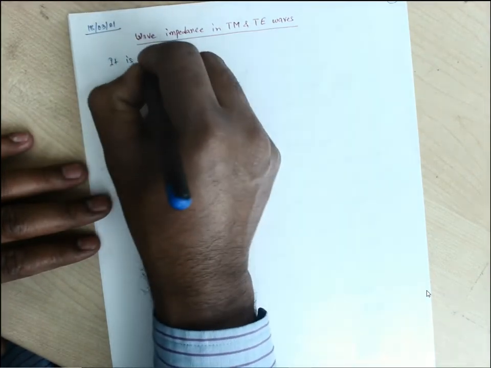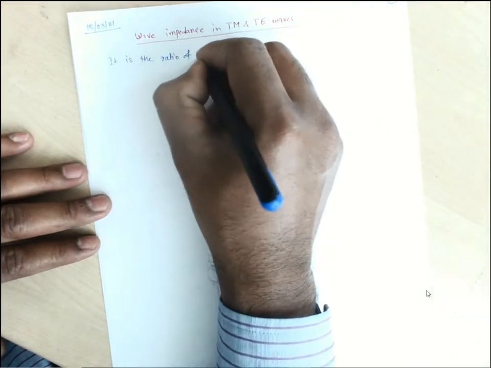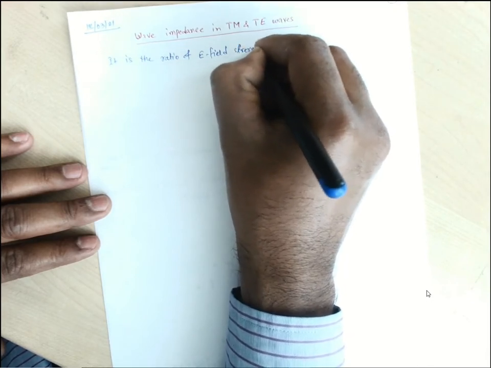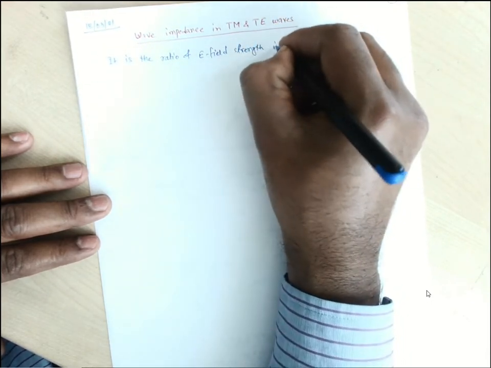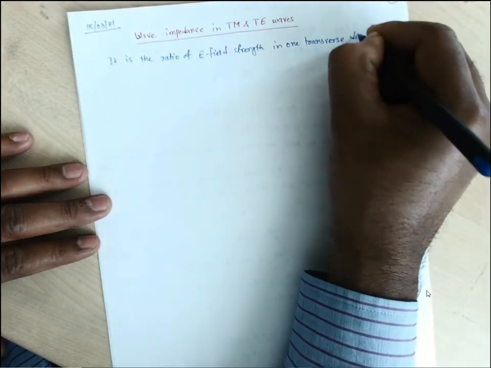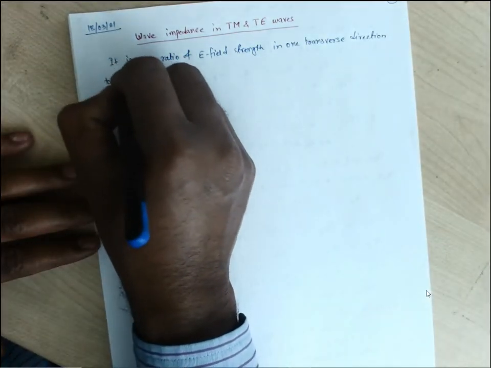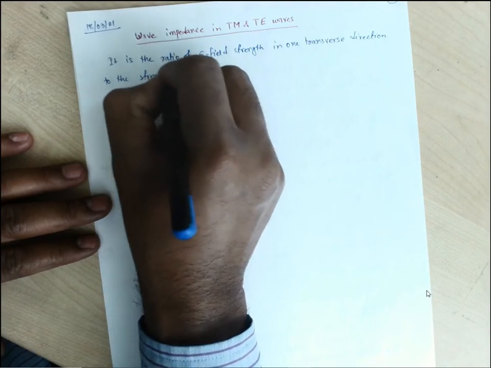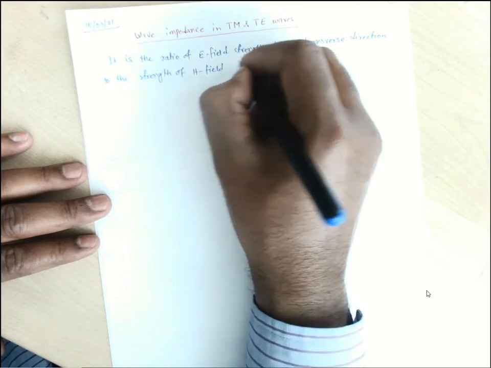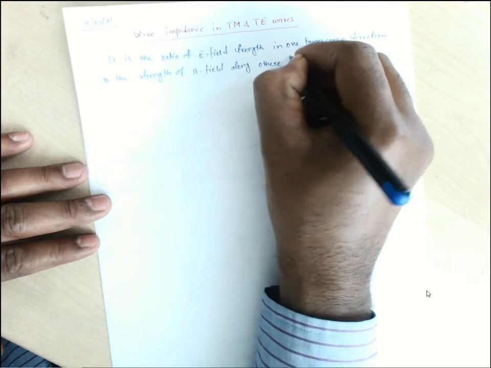So we can define it as the ratio of electric field strength in one transverse direction to the strength of magnetic field along the other transverse direction.